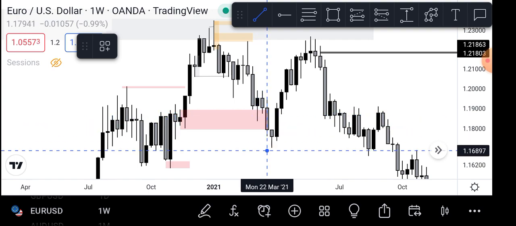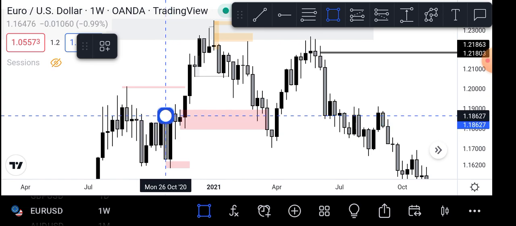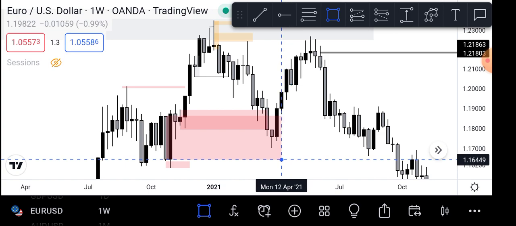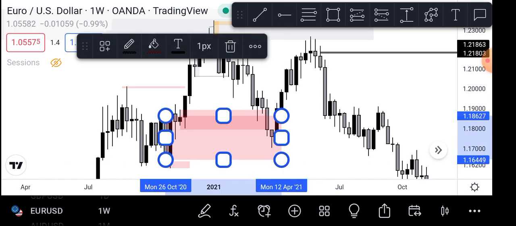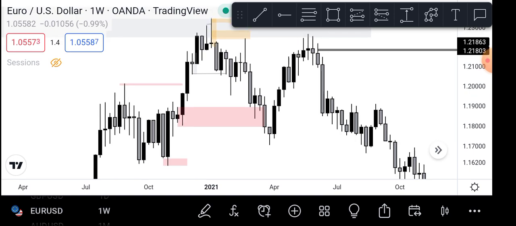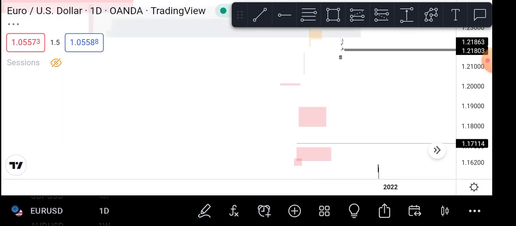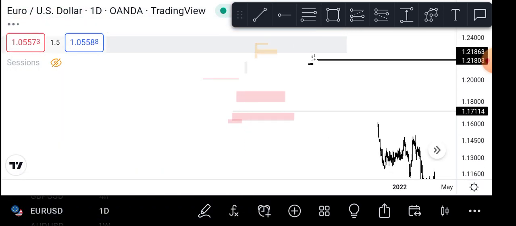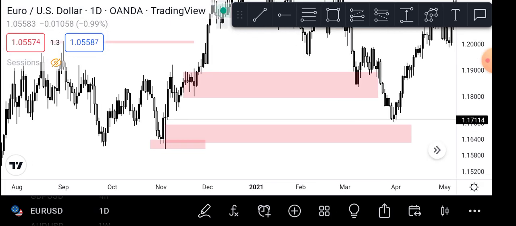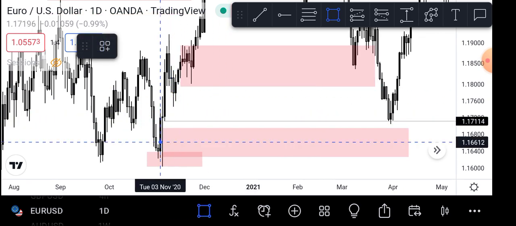So we know that this whole candle here is also a range, but you can't just mark it like this. It's too big. So you can go to the lower time frame to check it. So you can see price reacted there. Even in the daily time frame, you can see this range.